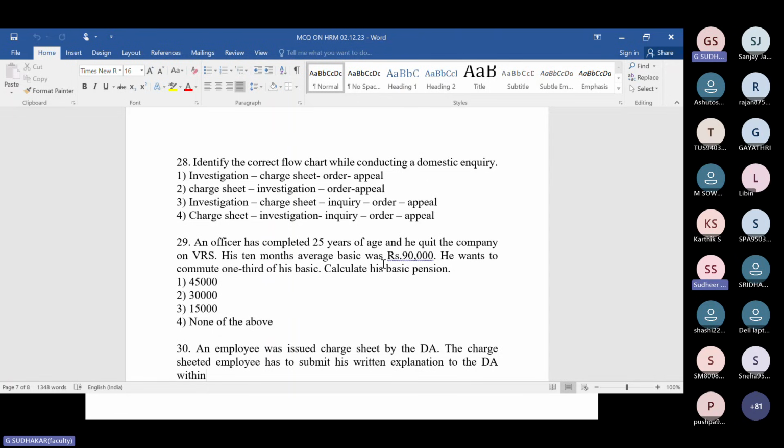If you are not thorough, I will explain it once again. Investigation will be done by the vigilance officer initially. First process is investigation. If prima facie there is any crime committed by the charge sheeted employee, DA will impose the charge sheet. DA will send the charge sheet. After that, inquiry will be conducted by the inquiring officer and DA will issue the penalty order. On seeing the order, he can make an appeal to the appellate authority. So that is the correct flowchart.